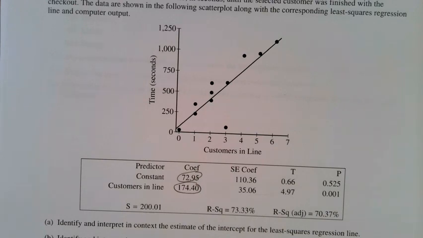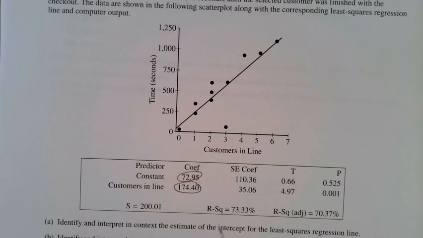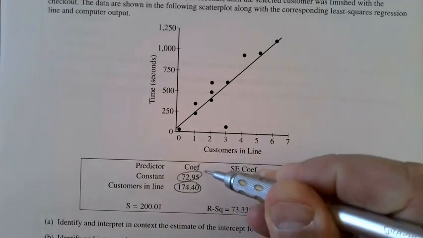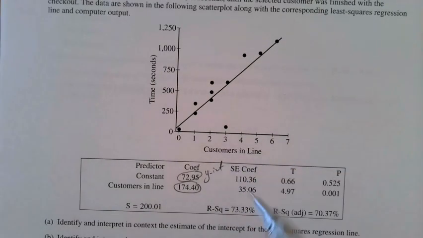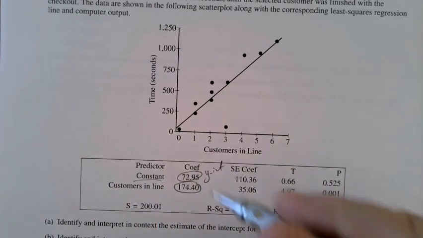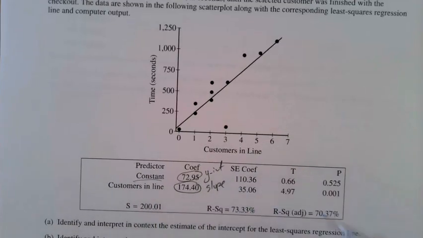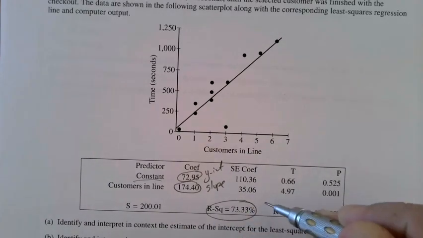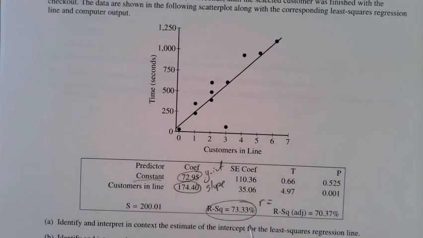Sorry, I'm not thinking yet this morning. So that's going to be my y-intercept. The first number is always the y-intercept. It's always labeled as the constant. This is going to be my slope. There's my r squared value, so I could find the r value by taking the square root of that. And because the slope is positive, I know it's going to be a positive number.